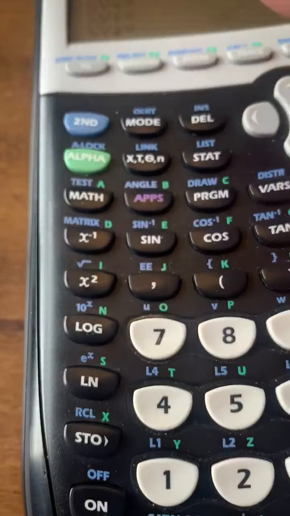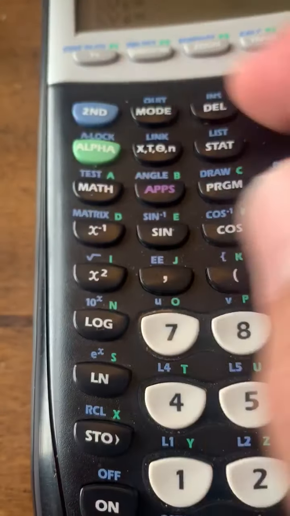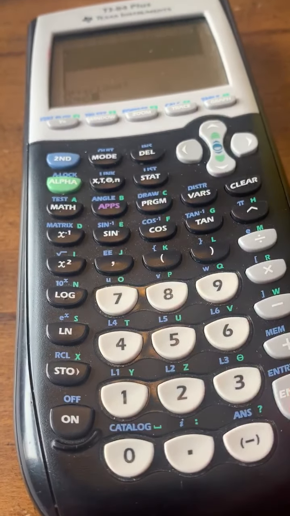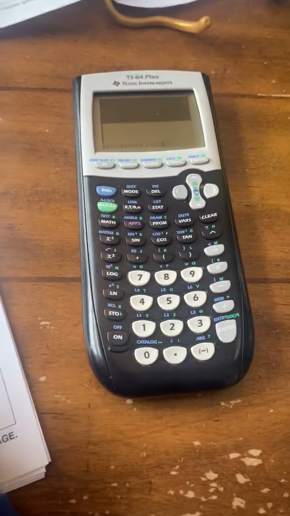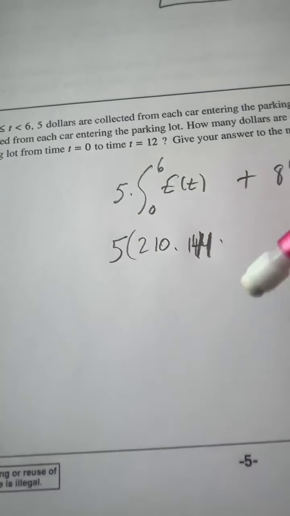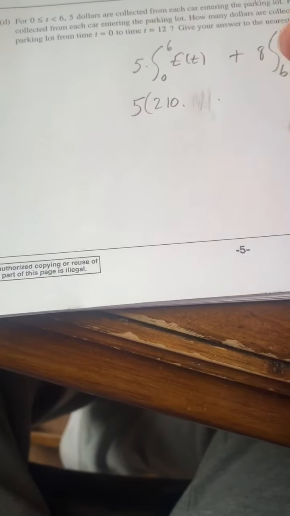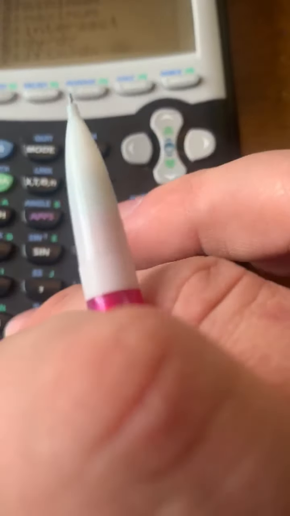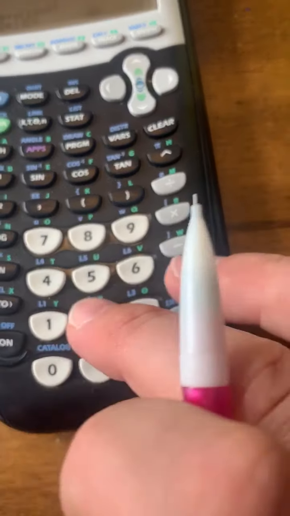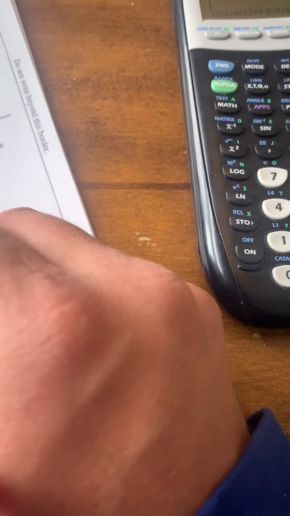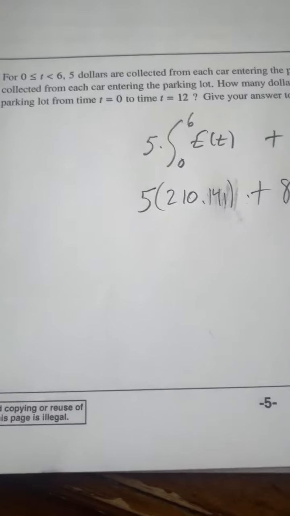So let's go back here. So we'll go, oops. So we'll go second, calculate 7, 0 to 6. So we'll go 5 times 210.141. I can write, I promise. Plus 8 times, and I'll do the second, calculate 7 from 6 to 12. And that's 309.929.